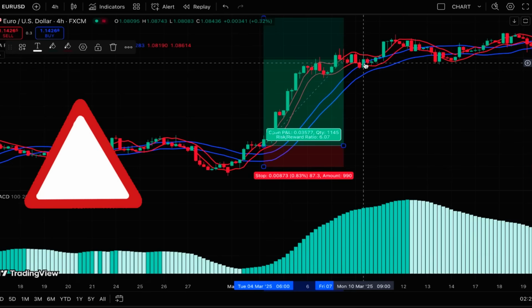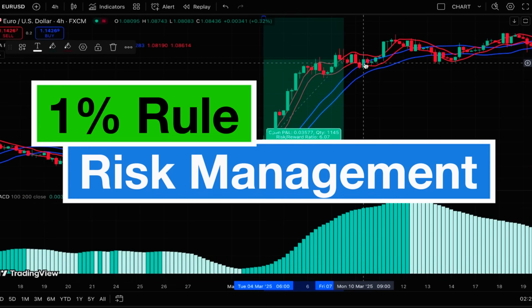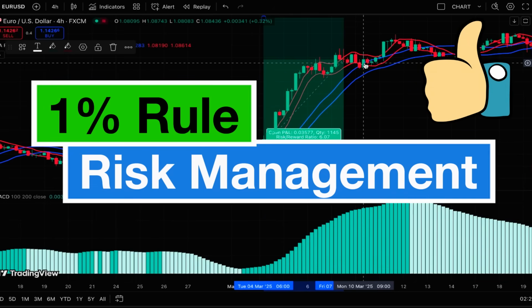As with any other trading strategy, risk management plays an important role here, and you need to manage your losing positions properly. The best risk management strategy that you can use is the 1% rule that helps you to minimize your risk and protect your trading account from falling significantly.